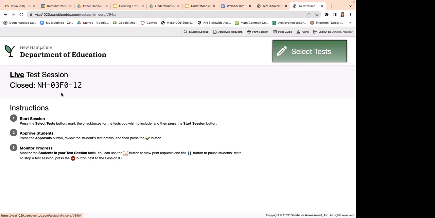Things to know about stopping a session. If students are still working and you have to stop the session, maybe it's going a little longer than you thought, or you've run out of time, and you want students to be able to do the particular modular assessment the next day, what happens is that you start a live session again the next day.